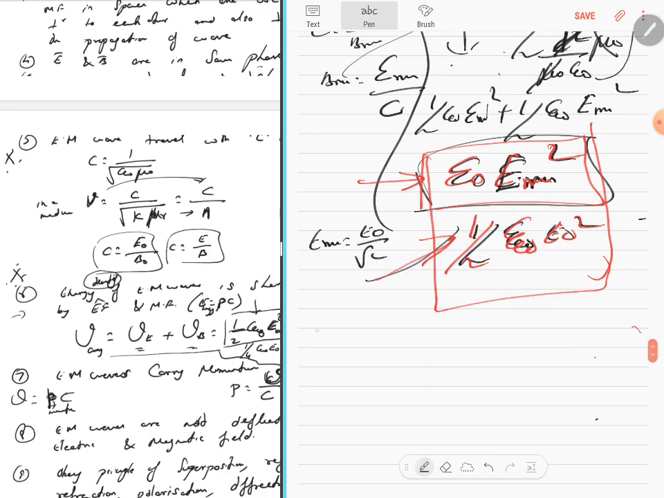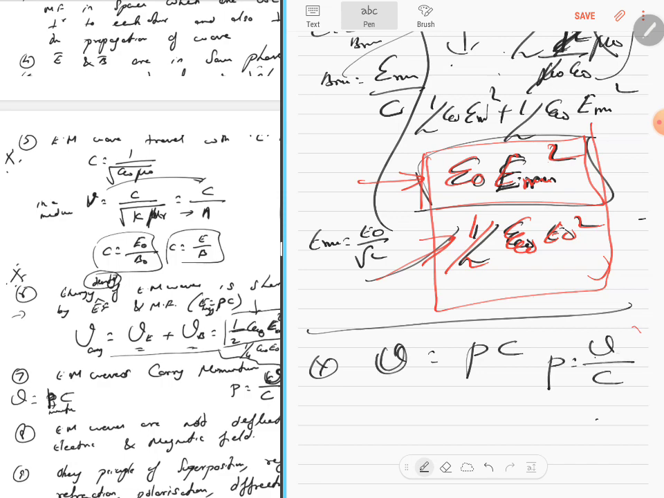Next is about momentum. The next property is that electromagnetic waves carry momentum, and which I told you energy is equal to Pc, and so the momentum is energy by C. Not energy density. Energy itself is Pc, so momentum P is equal to U by C. So that's one thing, very nice.